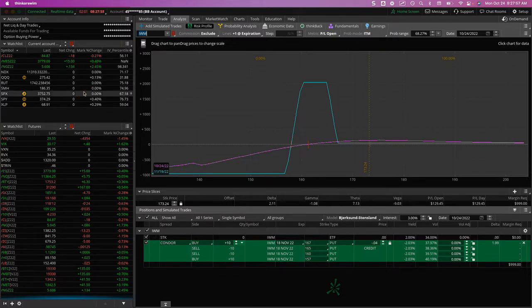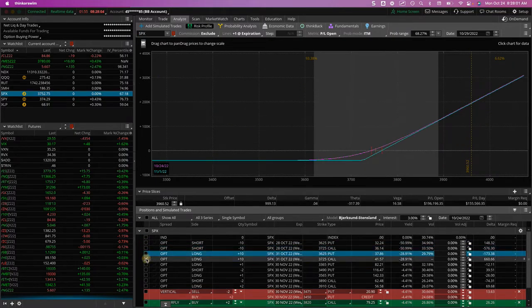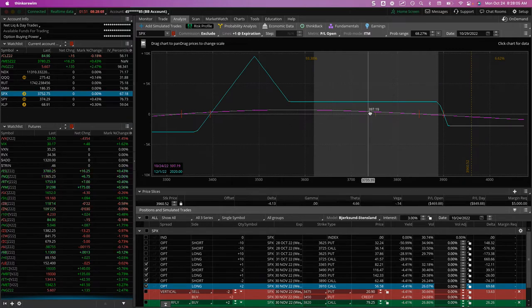We've got SPX. Price is hanging out up here. So we've already taken off part of this position. So we're up another 344 on our remaining piece.